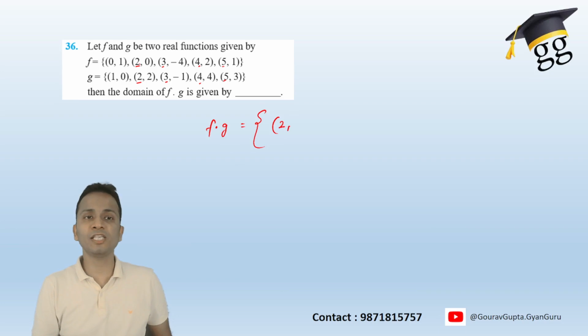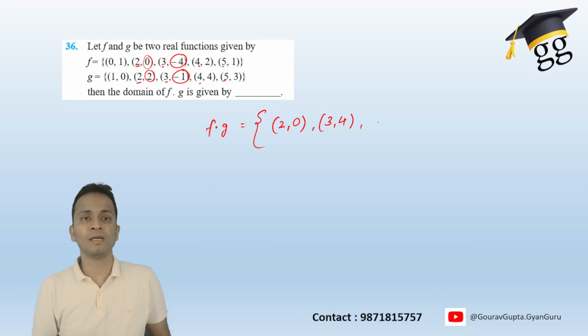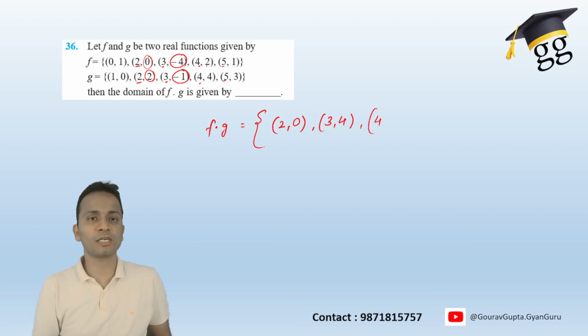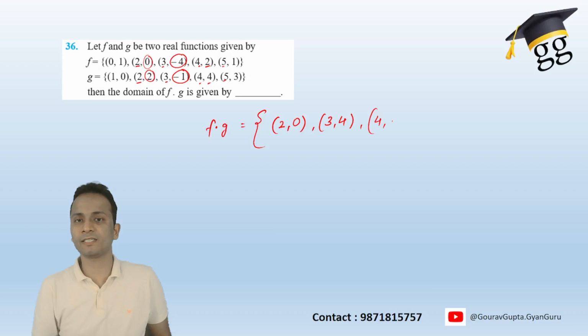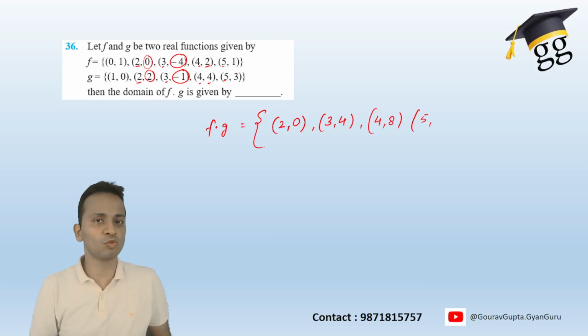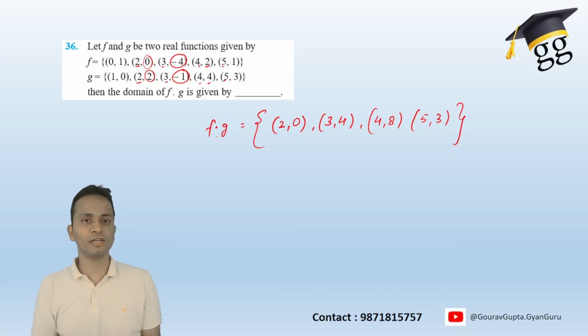Now for x equal to 2, both the functions are defined and the value of y will be the product of these two. 0 multiplied by 2 is 0. Then at x equal to 3, the product is minus 4 multiplied by minus 1, that is 4. At x equal to 4, the product is 2 multiplied by 4, that is 8. So 4 comma 8. And at x equal to 5, the product is 1 into 3, that is 3. So this is the entire function f dot g or f multiply g.